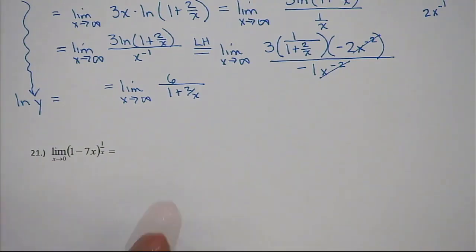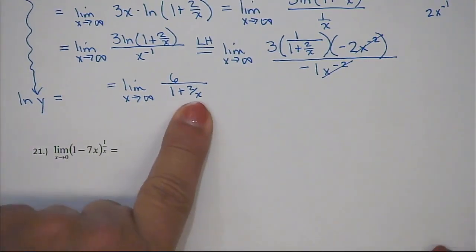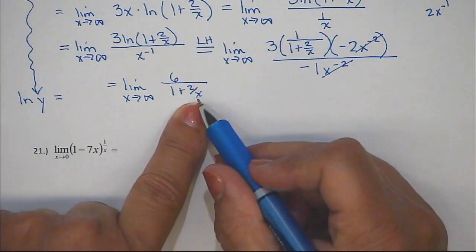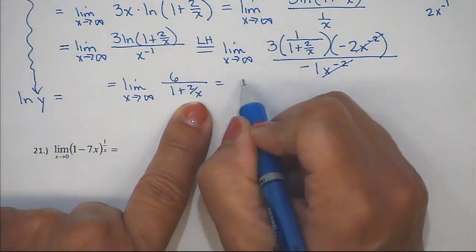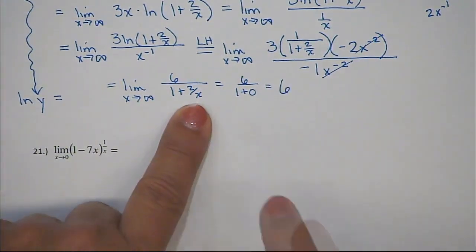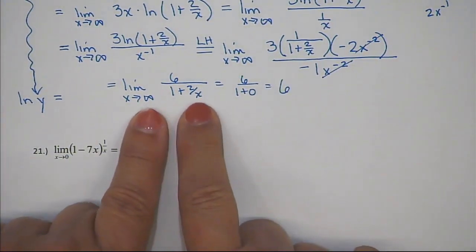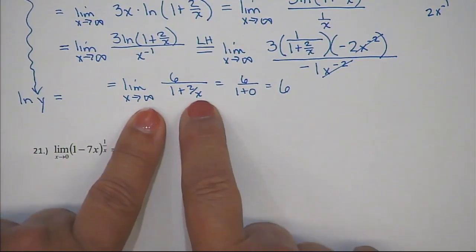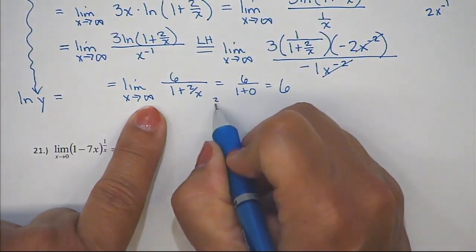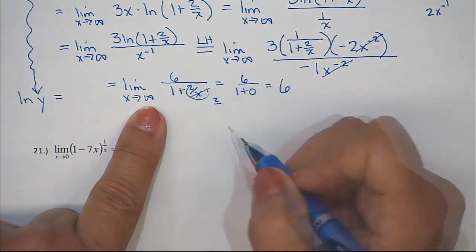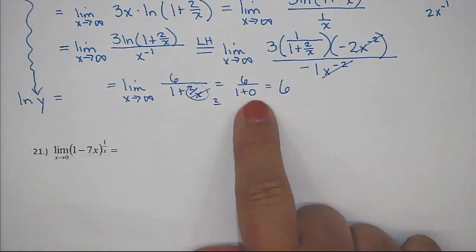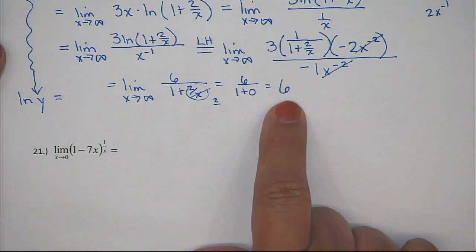So what's happening to the 2 over x? I'm going to substitute in my numbers. So that's 2 over a really big number, 0, right? So I have 6 over 1 plus 0, which is 6. Right with me? All right, plugging in infinity for x. So 2 over, remember, anything that still has the x in it goes to 0 when you're going to infinity. All right, so is my answer 6?